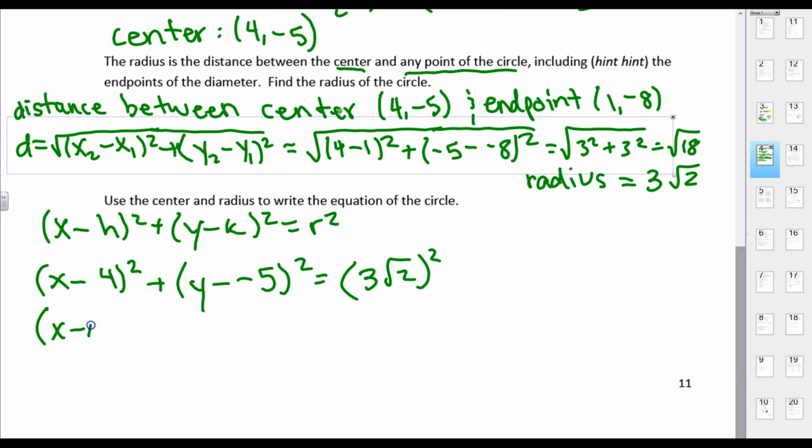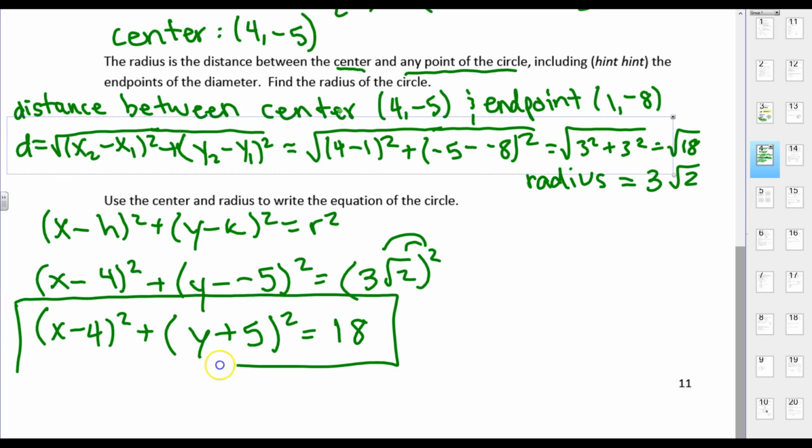The x − 4 does not change, and y minus a negative 5 becomes y + 5, equals, and when I do this, the square distributes to both, so this becomes 9 times 2, which is 18. And this right here would be the equation of the circle with that diameter.